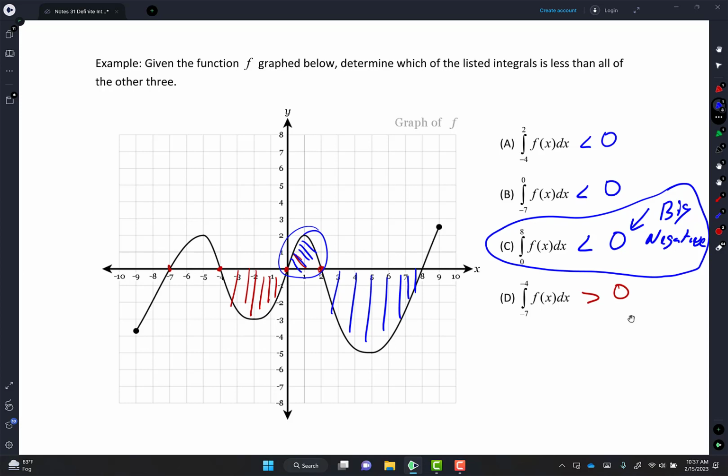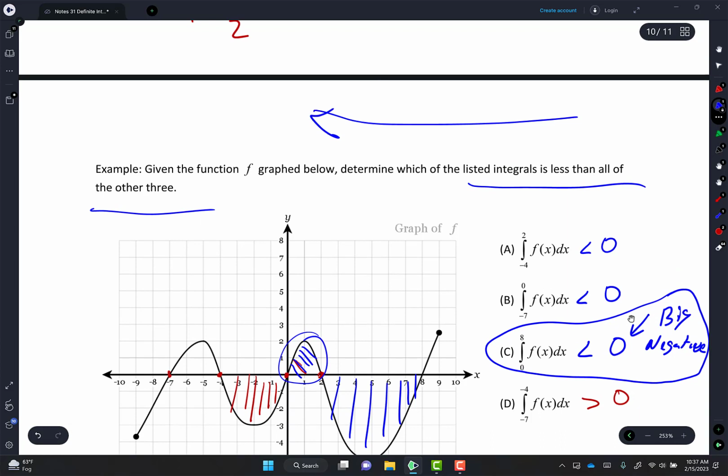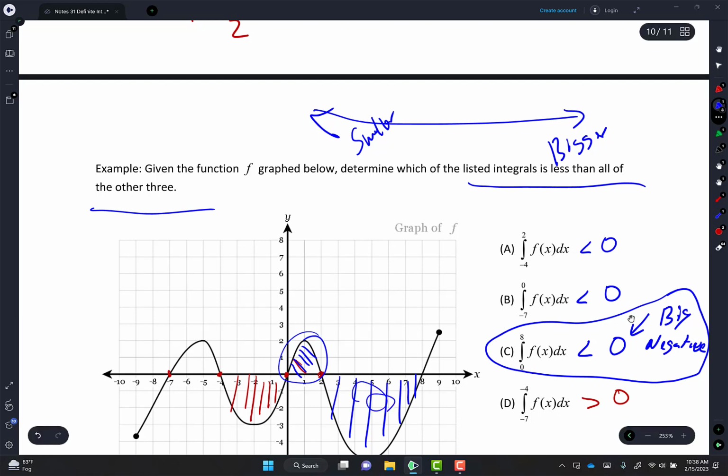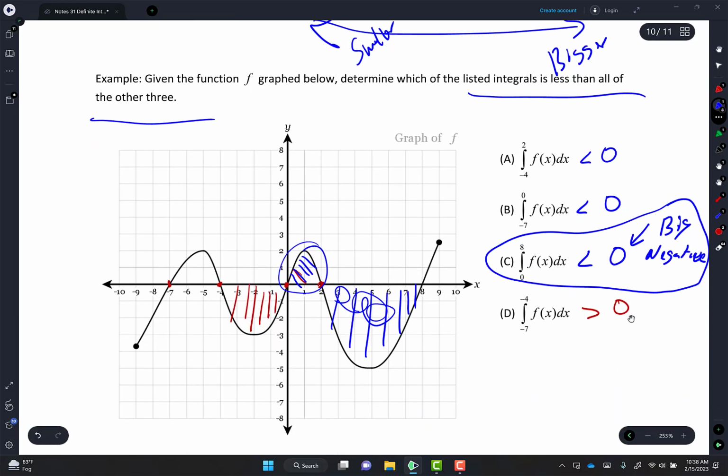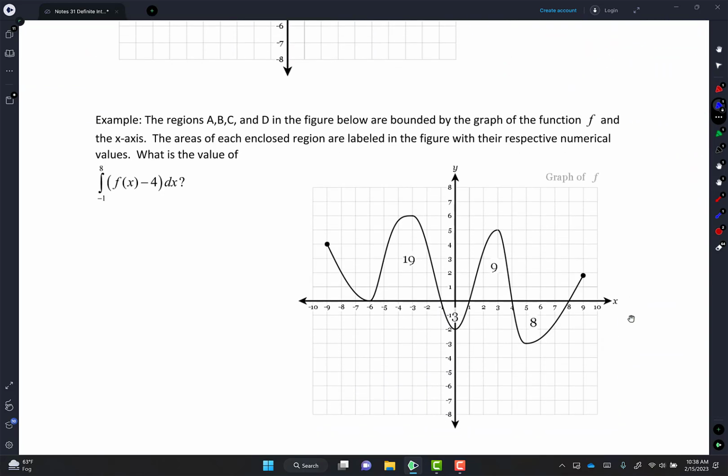Yeah, the question says, determine which of the listed integrals is less than all of the other 3. All that means is which one is smallest. Remember that on the number line, the further left you go, the smaller you are, and the farther right you go, the bigger you are. So you want the biggest negative number. For A, because it's below the x-axis, it's going to be less than 0, but it's not a super big negative number because look at all this negative. You know what I mean? All right, let's see what this one wants.